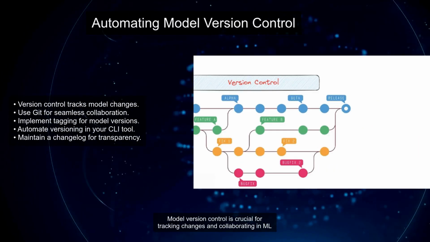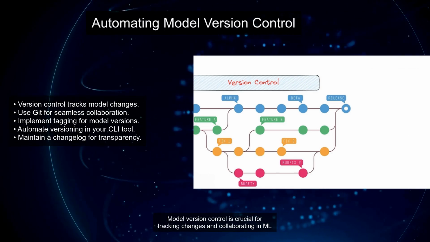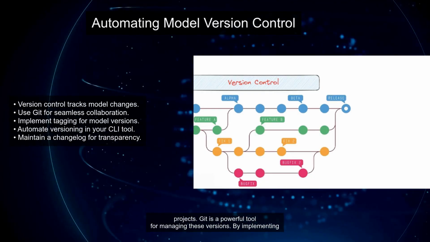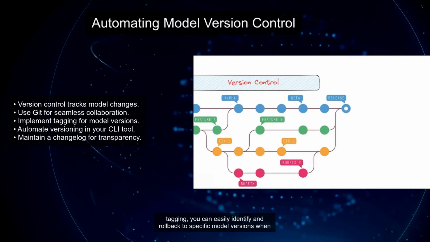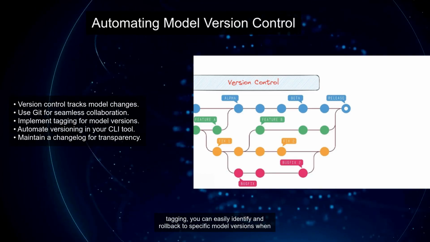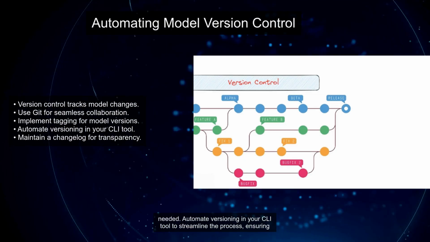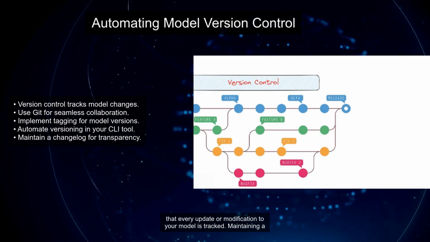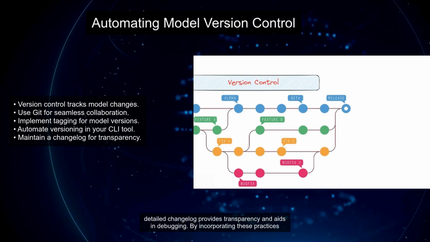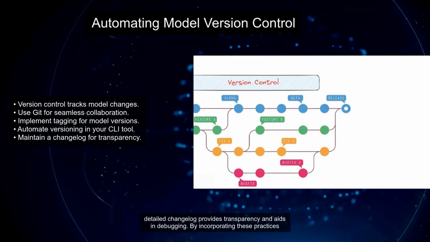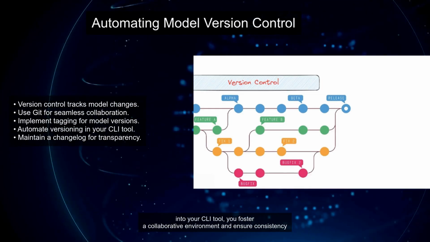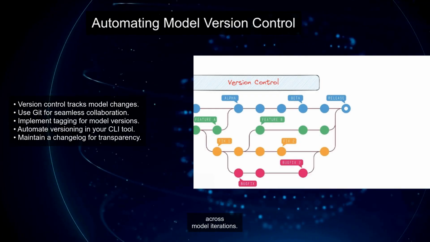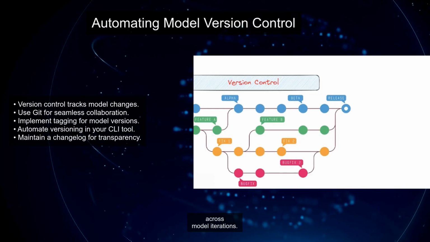Model version control is crucial for tracking changes and collaborating in ML projects. Git is a powerful tool for managing these versions. By implementing tagging, you can easily identify and roll back to specific model versions when needed. Automate versioning in your CLI tool to streamline the process, ensuring that every update or modification to your model is tracked. Maintaining a detailed changelog provides transparency and aids in debugging. By incorporating these practices into your CLI tool, you foster a collaborative environment and ensure consistency across model iterations.